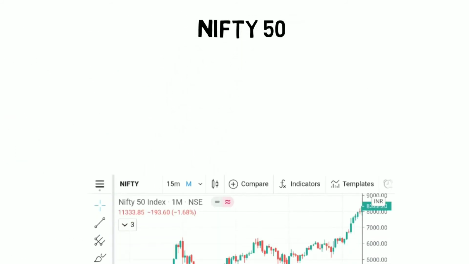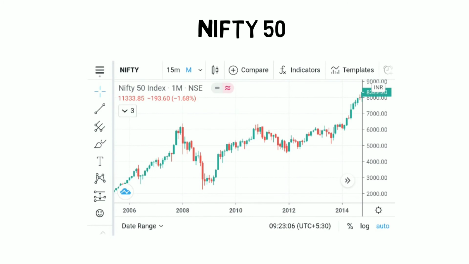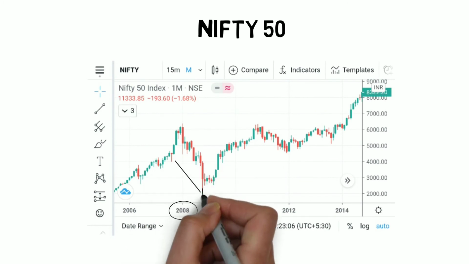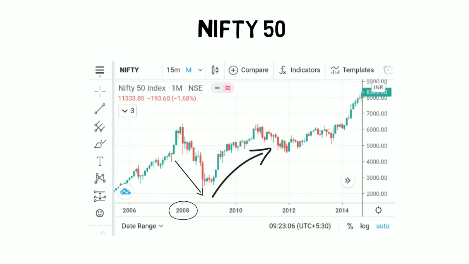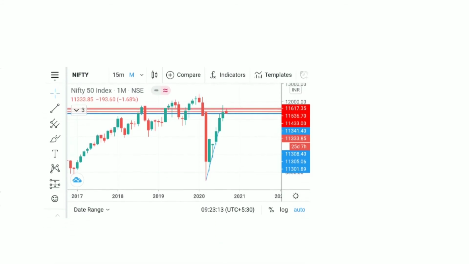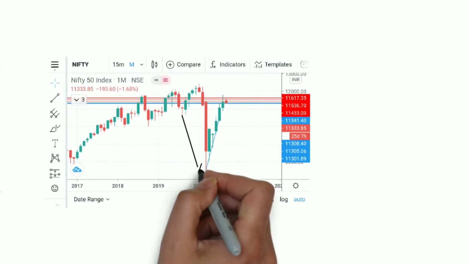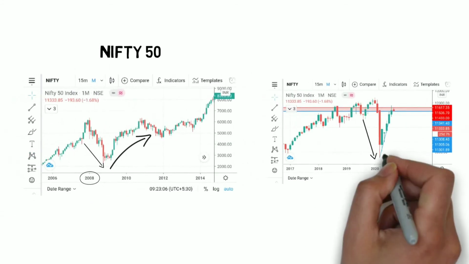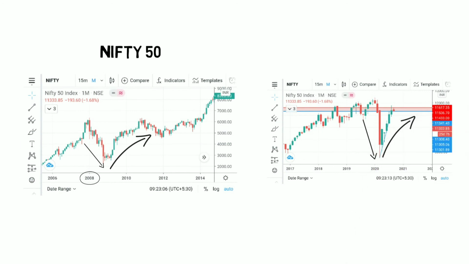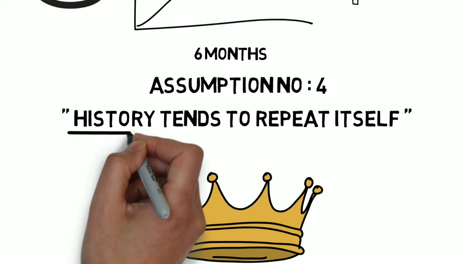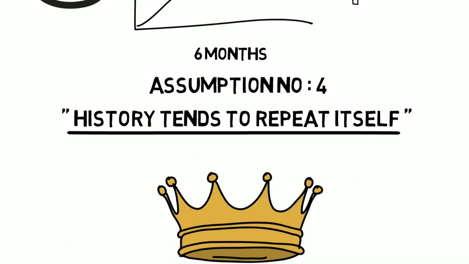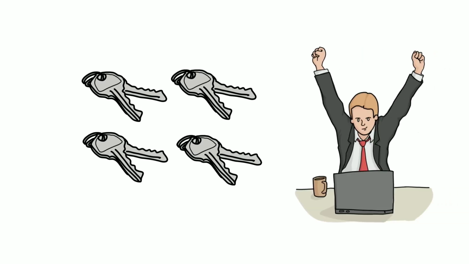Here this is the monthly chart of the Nifty 50 index. Here in 2008, after a huge fall in Nifty, it started recovering. The price again started increasing. In the same way, after a massive fall in 2020, because of the pandemic, the price again started increasing like it did in 2008. Now I hope it's clear to you why it is called history repeats itself. These are the 4 success keys that make you a successful trader.